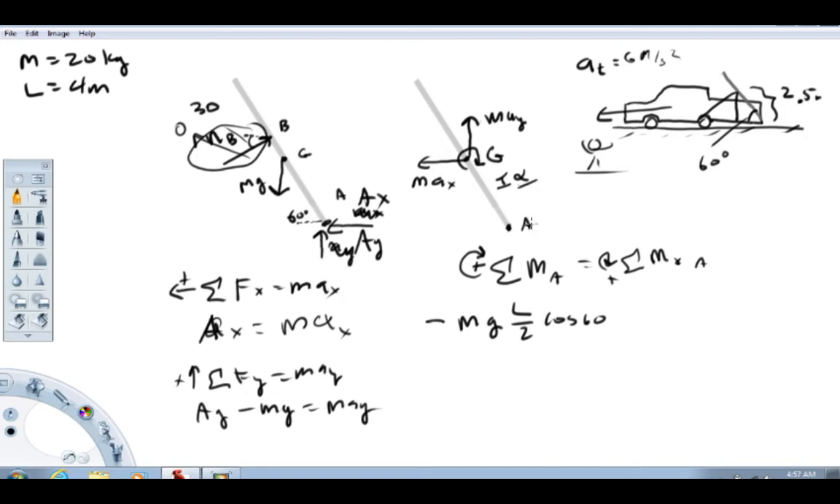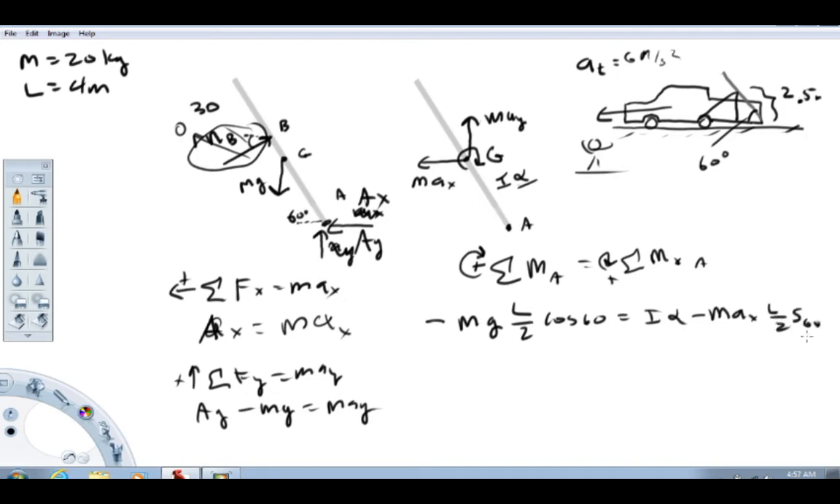And now we're going to have a lot of stuff happening. We've got this I alpha term, but we also have kinetic moments produced by the MAX and the MAY. So we're going to have, let's see, I'll do the MAX first, minus MAX times the distance we're going to need for that, which is L over 2 sine 60.